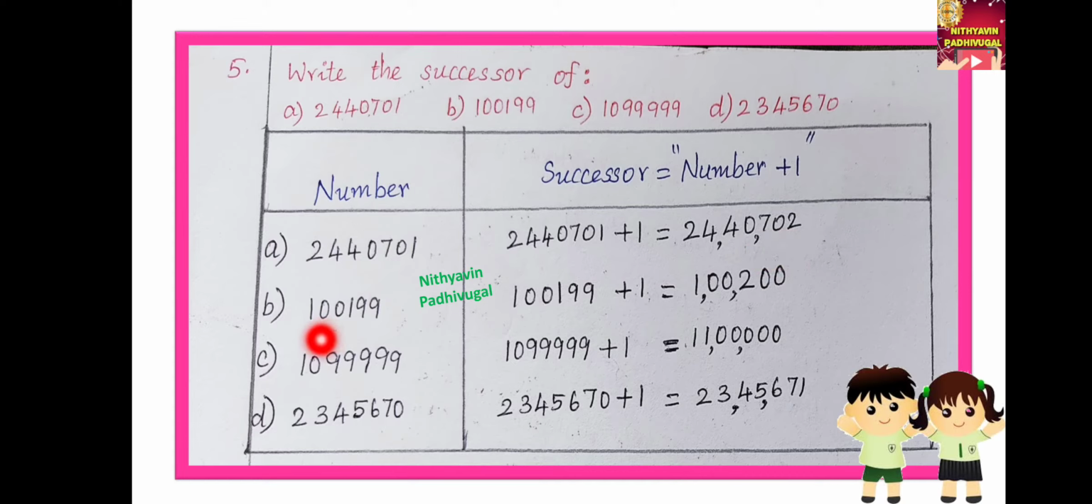Next, 1 lakh 199. The successor is the given number plus 1, which is 199 plus 1 gives you 200. So 1 lakh 200 is the successor of 1 lakh 199. Next, 10 lakh 99,999. This number plus 1 is equal to 11 lakh. See, here 99,999 plus 1 gives you 1 lakh. Already 10 lakhs plus 1 lakh is equal to 11 lakhs.